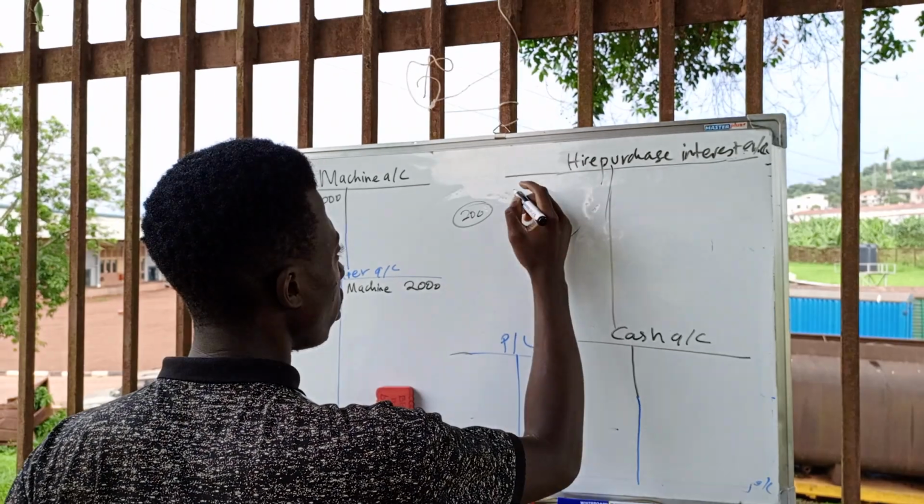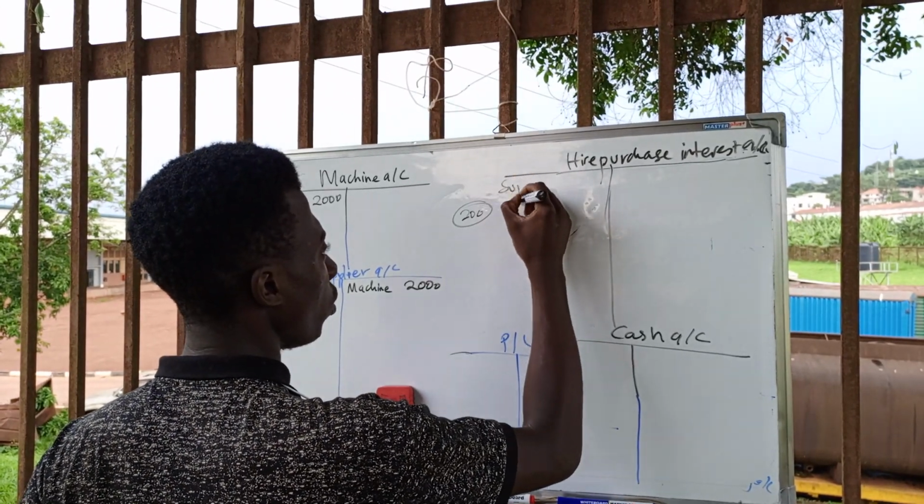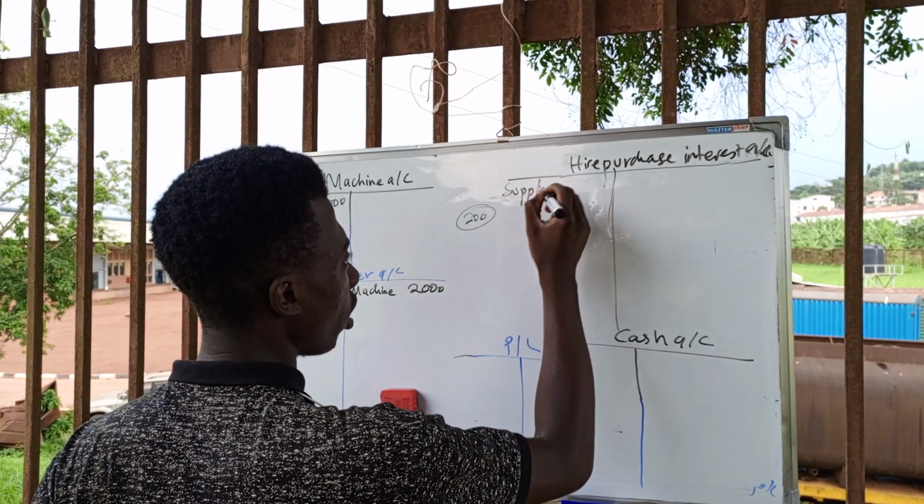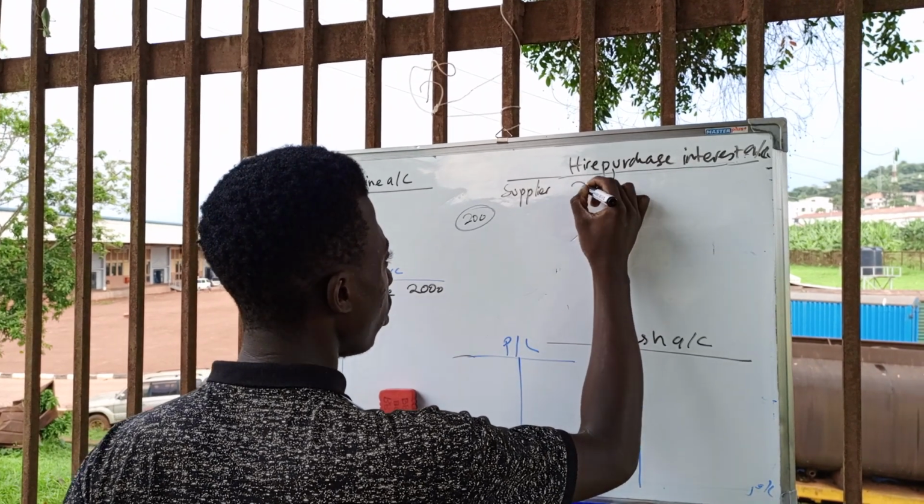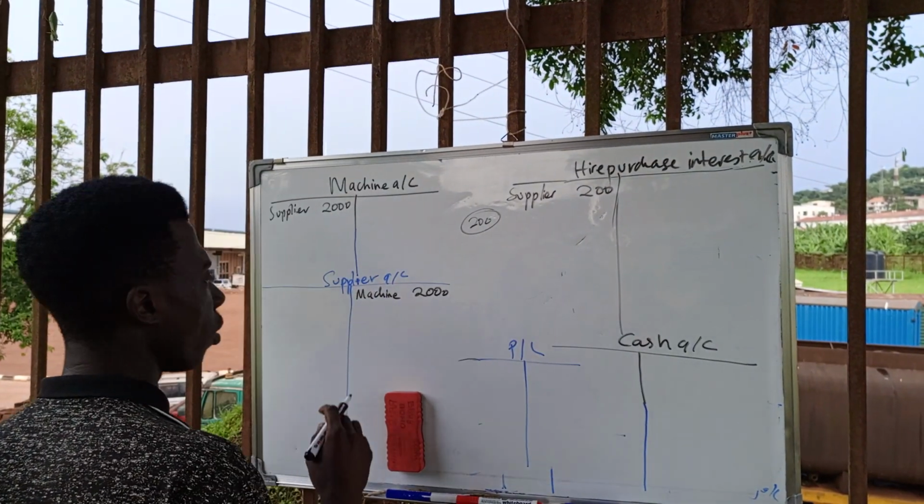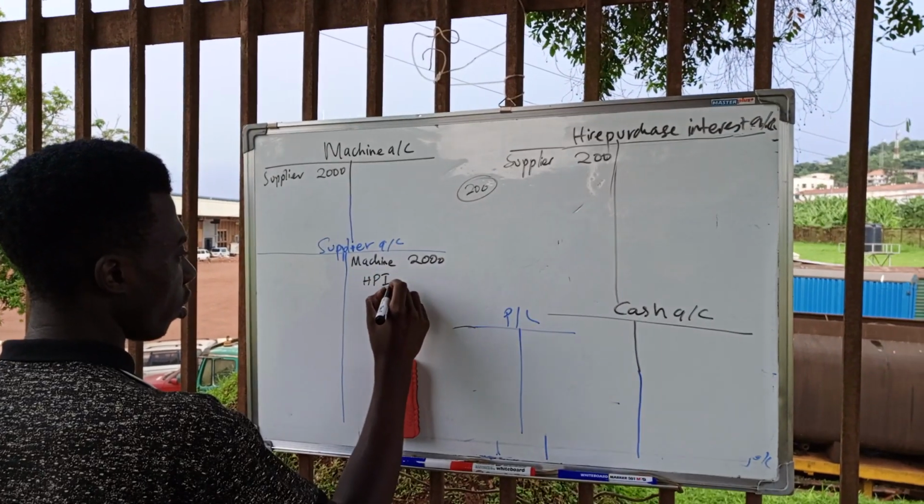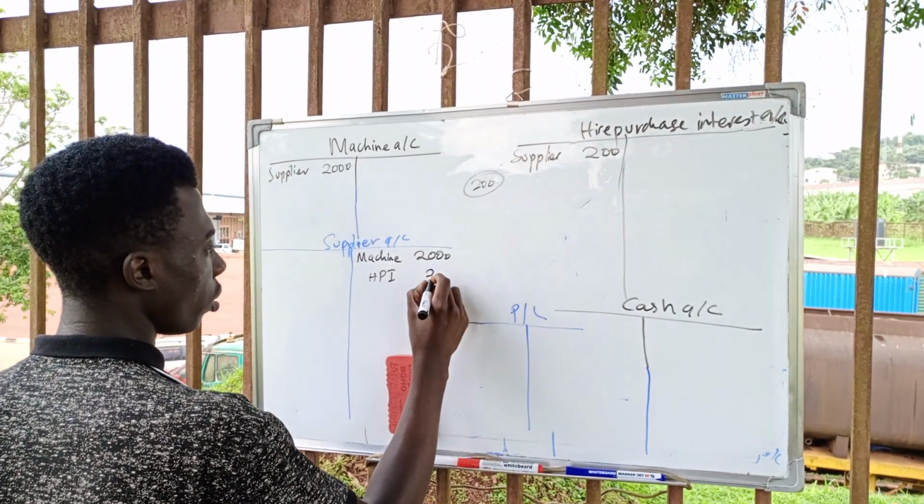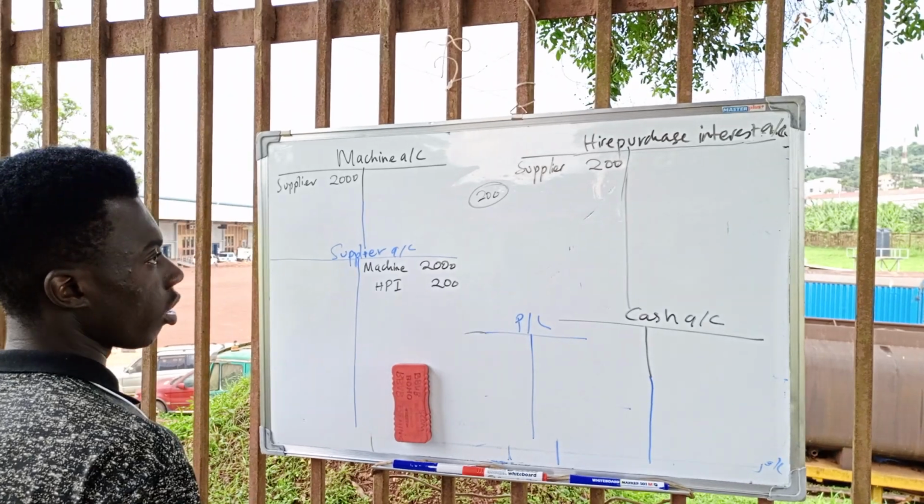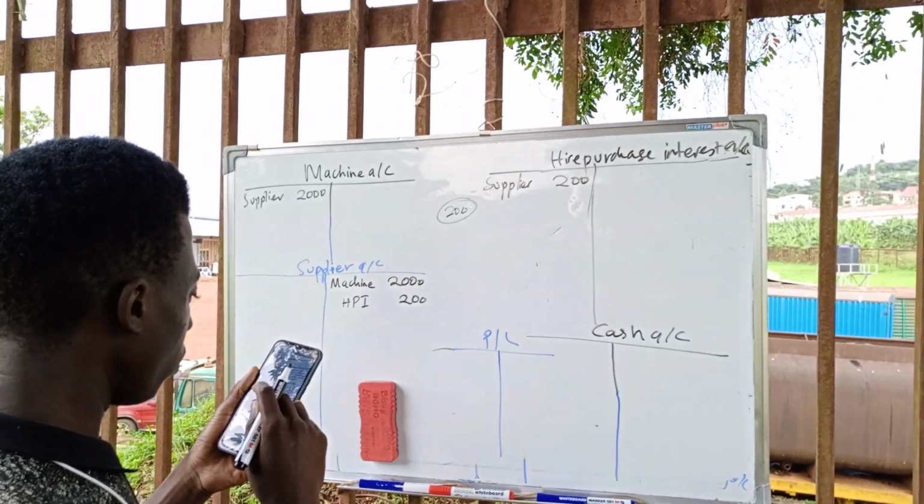You recognize an expense, so you debit the hire purchase interest account with 200. Then you go ahead to recognize the supplier increasing here with hire purchase interest as the detail, which is 200. 10% of that.